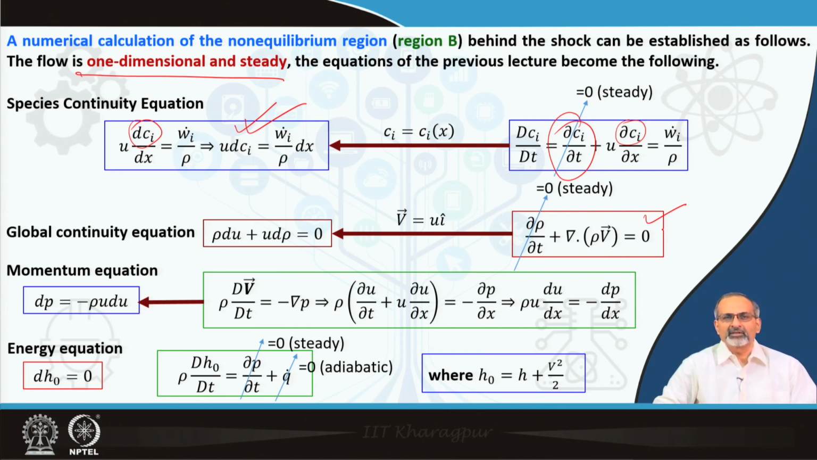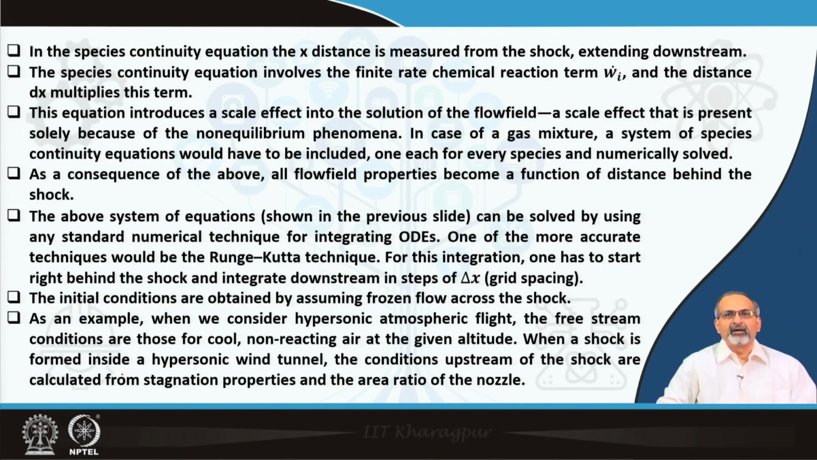So, the global continuity equation takes a form like this, the global momentum equation takes a simplified form like this, with some calculations shown over here for elaboration. The energy equation reduces to a form like this, and once you are done with these simplifications, the numerical procedure will talk about the species continuity equation.